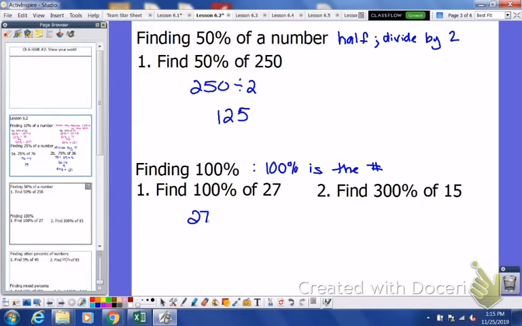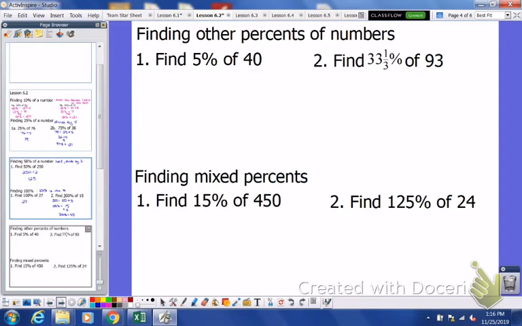Applying our 100%. So 300% would be the same as finding 100% and taking it times 3. So 100% of 15 is 15. Take that times 3 because I want 300%. So our 300% equals 45. All right, make sure you are writing down any questions if you have them as we go through. Almost done with the lesson.